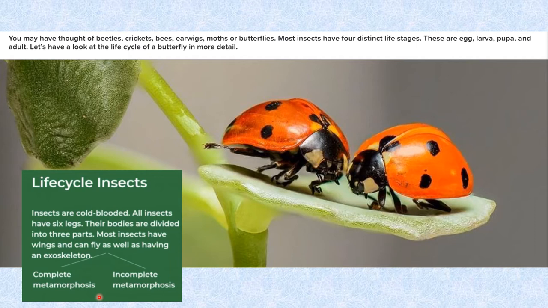However, some insects also go through what we call an incomplete metamorphosis. And we're going to talk about what those two things are. So metamorphosis are some insects and amphibians. Incomplete metamorphosis are a lot of other insects. Let's have a closer look.